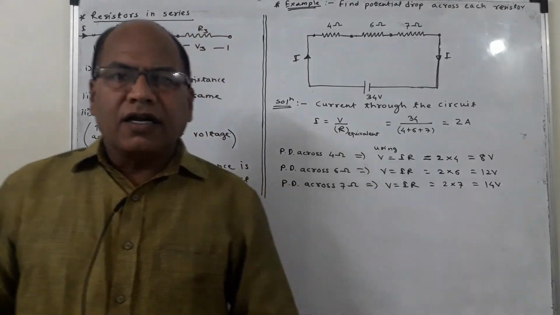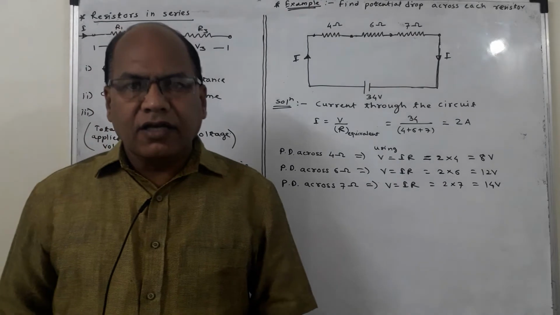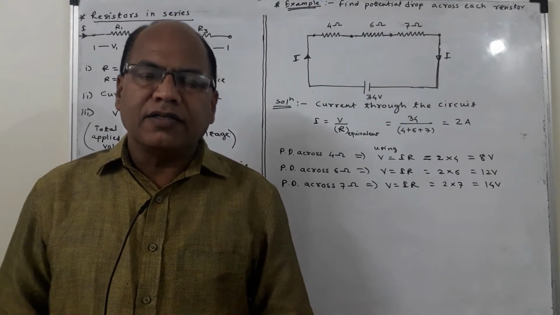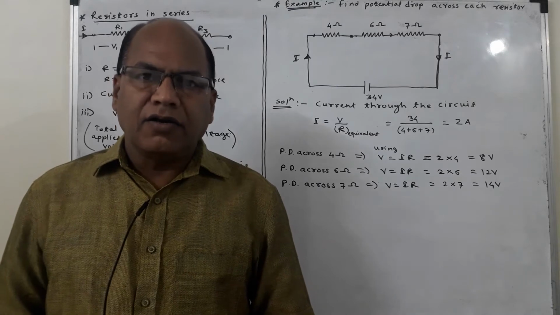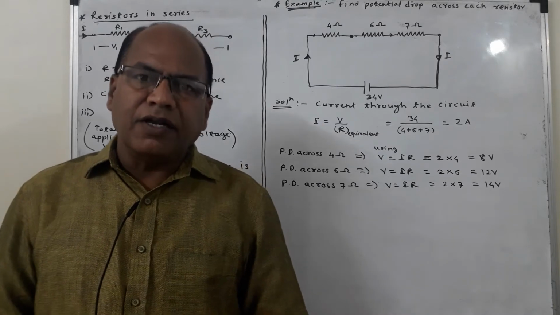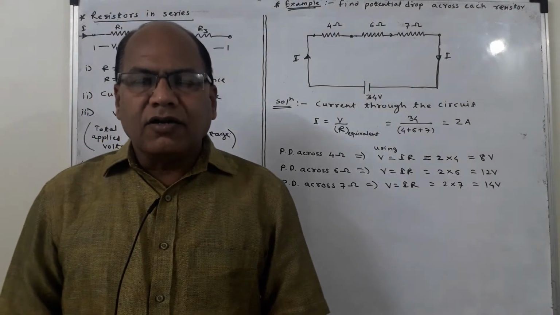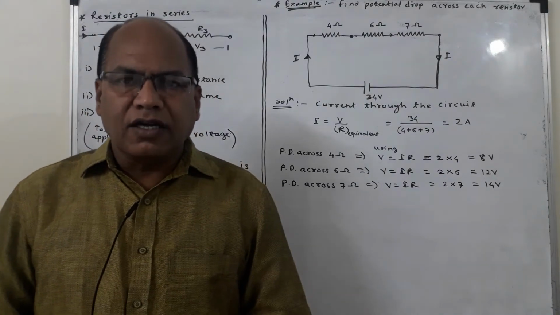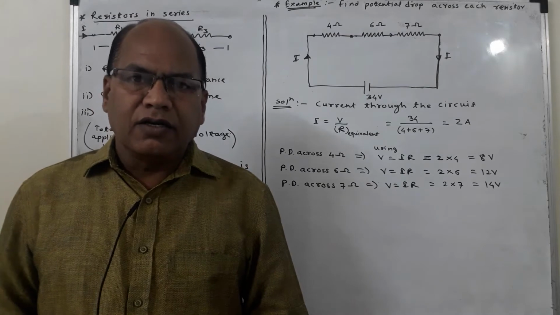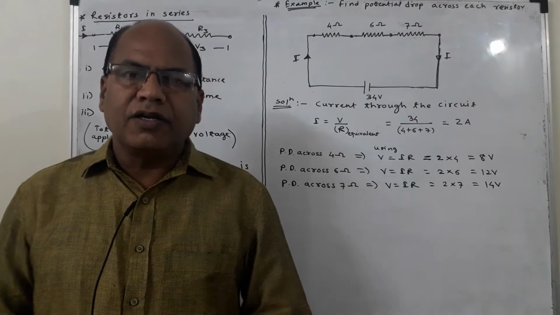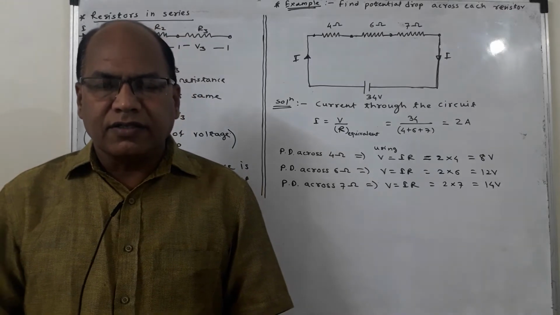Now in certain circuits there may be a number of resistances which may be connected in series or in parallel, or there may be a mixed combination of such resistances. In such cases, in order to get the current through the circuit, what we do is find out the equivalent resistance of the given system of resistances.